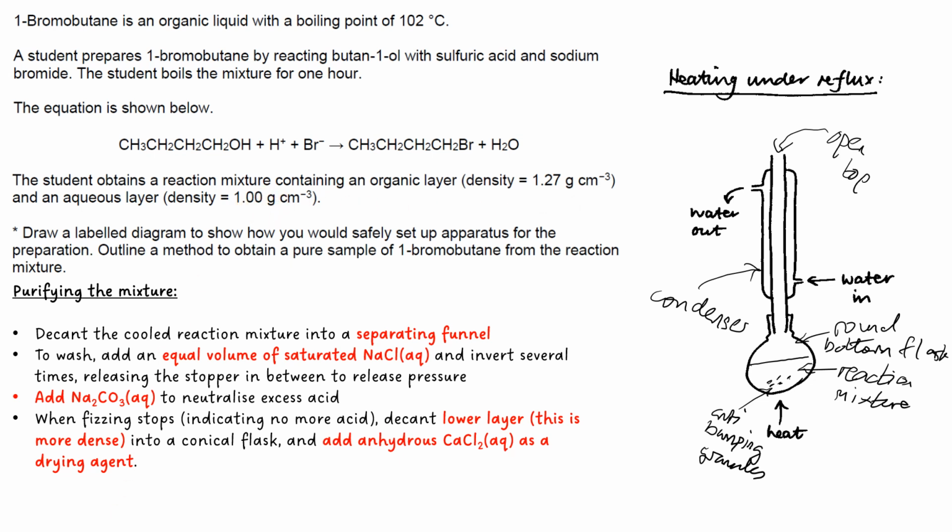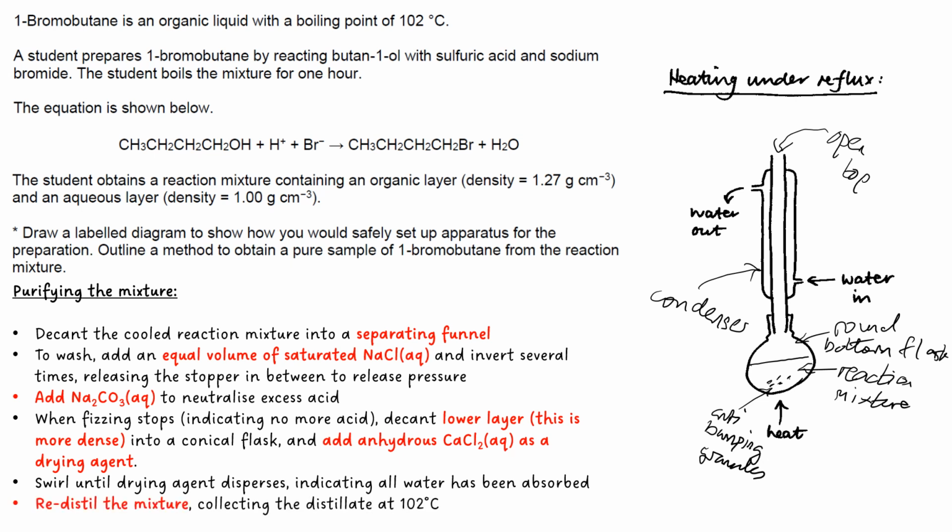Into a conical flask it goes, and then you add anhydrous calcium carbonate as a drying agent. You could also add magnesium sulfate. Any group 2 sulfate or chloride would do. But it must be anhydrous. If it's not anhydrous, it won't work as a drying agent. You swirl until the drying agent disperses, and then finally you can redistill the mixture, collecting the distillate at 102 degrees C.